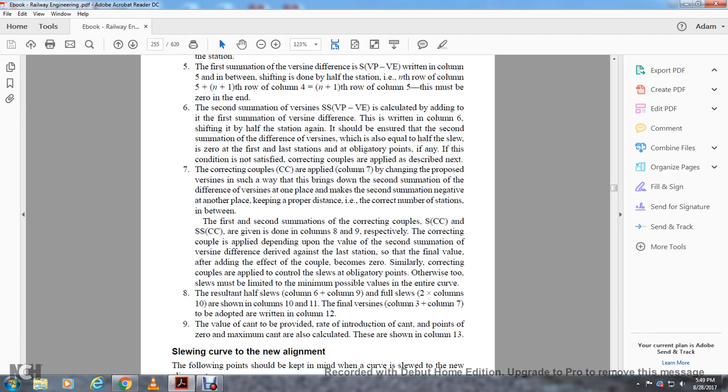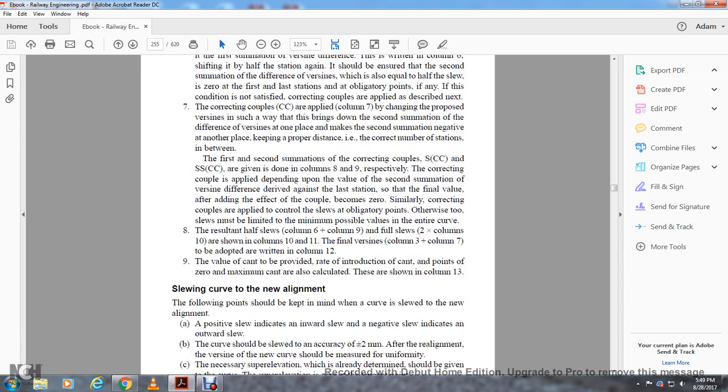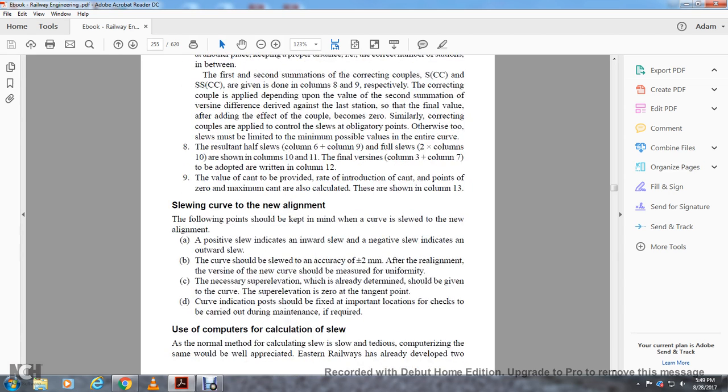Similarly, correcting couples are applied with the control of the slew at obligatory points. The other slews are limited to the minimum possible for the entire curve. The resultant half slews are the sum of column 6 and column 9, and the full slews are 2 times the column values, shown in columns 10 and 11. The final versine is column 3 plus column 7. Having adopted the values written in column 12, the cant can now be provided with the introduction of cant. Points with 0 and maximum cant are also counted, shown in column 13.